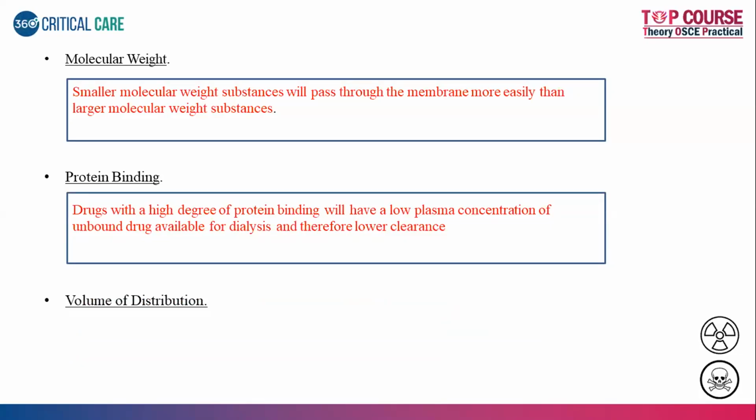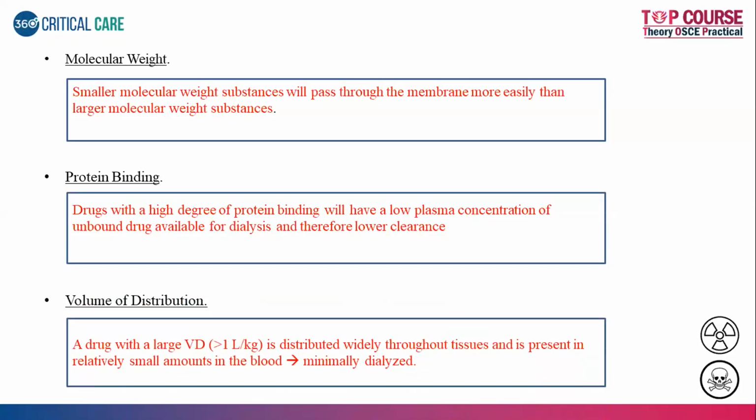Third is your volume of distribution. What is volume of distribution? When a drug is given, it goes and settles into different organ systems. If there is a large volume of distribution, they tell that if it is more than 1 liter per kg, then what happens? All the drug from the blood will go and settle in one of the organs, so it cannot be removed out from the plasma.